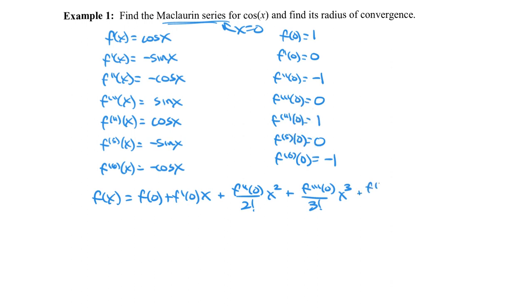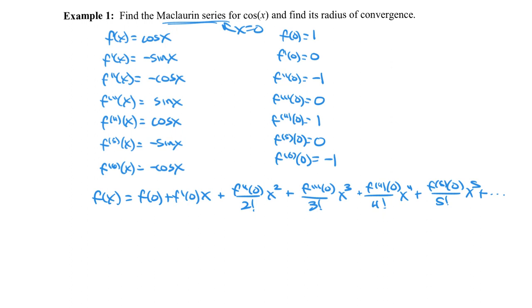So let's go f to the 4th of 0 over 4 factorial times x to the 4th plus f to the 5th of 0 over 5 factorial x to the 5th plus dot, dot, dot. Okay, so let's see if we can figure this out.